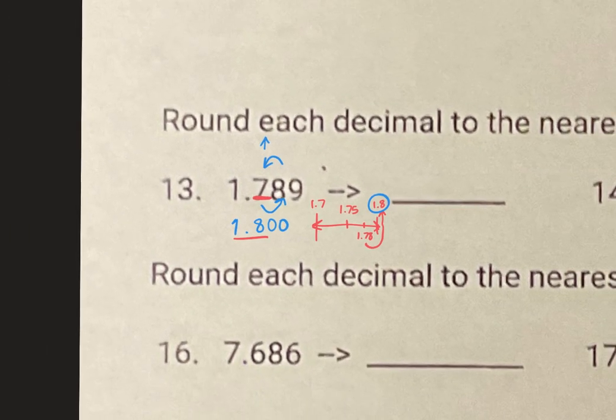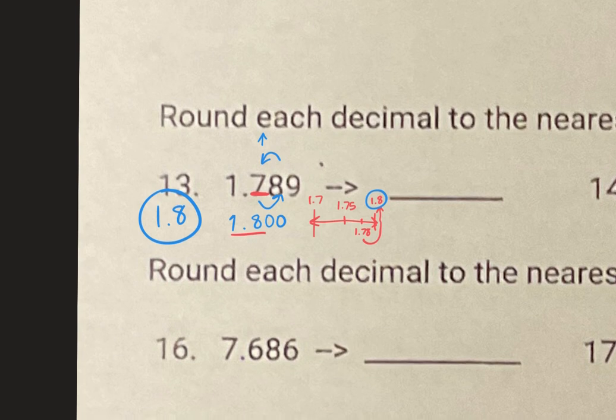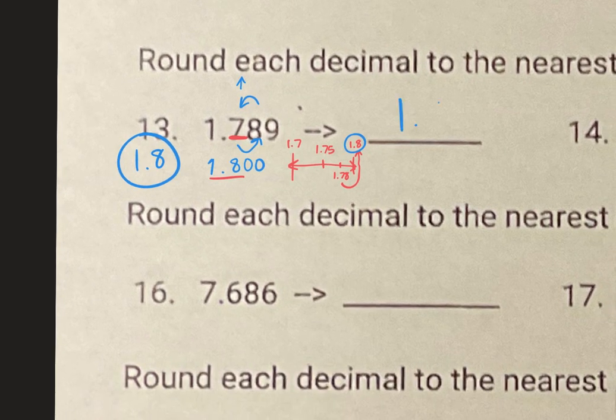Okay, so that is rounded to the nearest tenth. My final answer would be 1 8/10. So you can circle that really big. Or actually, you know what would be even better? Write it on the line that they give you.